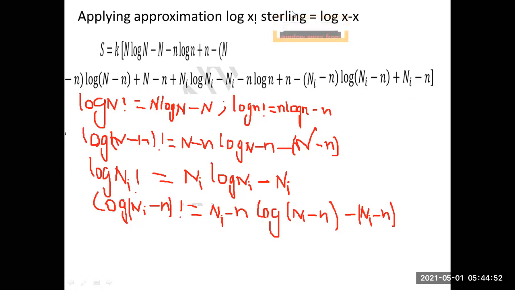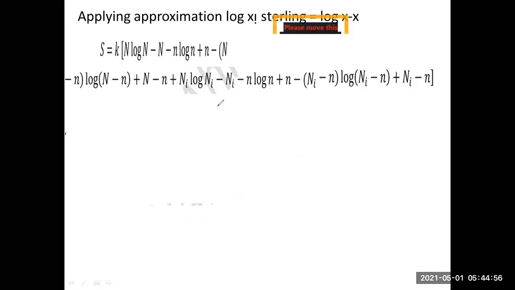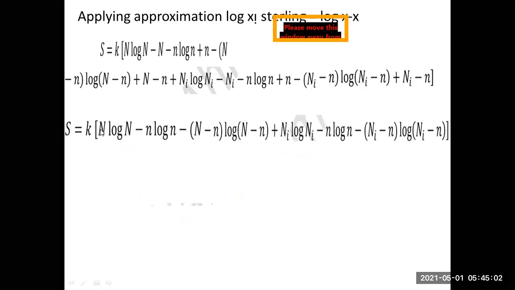Now I think that you got a very clear idea. So now we just move to the next one, right? So now n log n as it is, minus capital N. So here definitely this and this term will cancel. I will just show you.